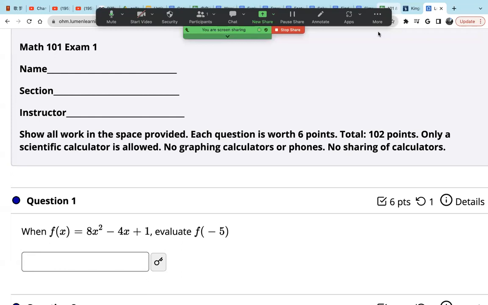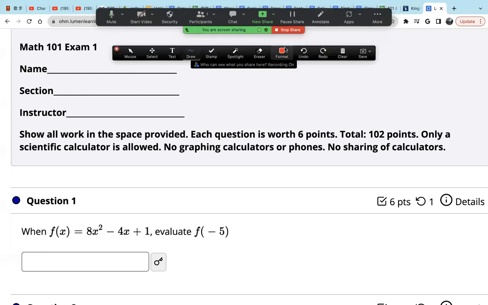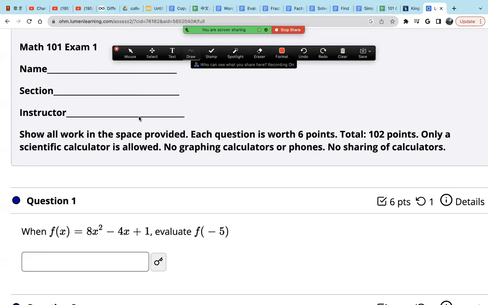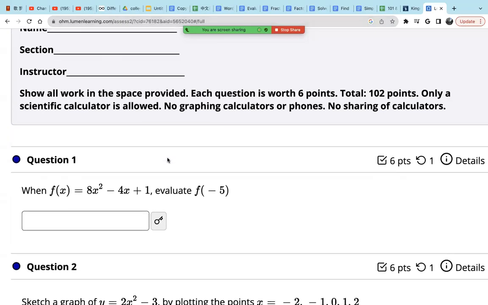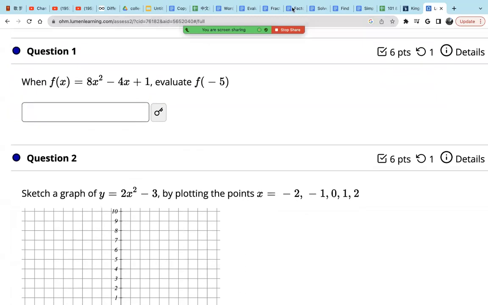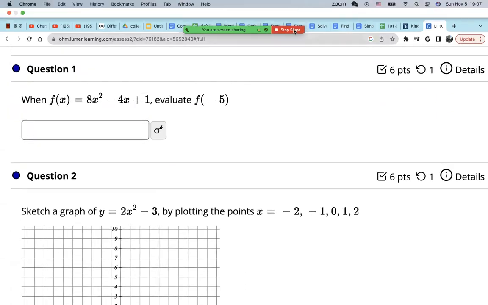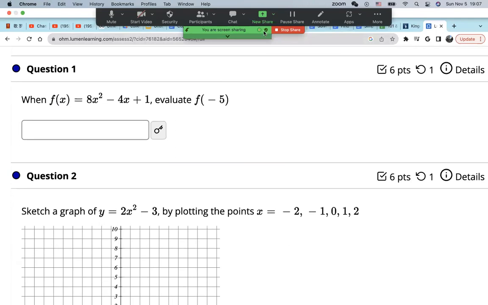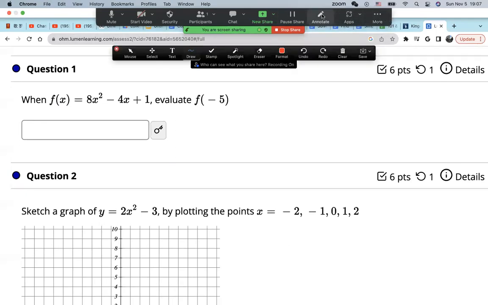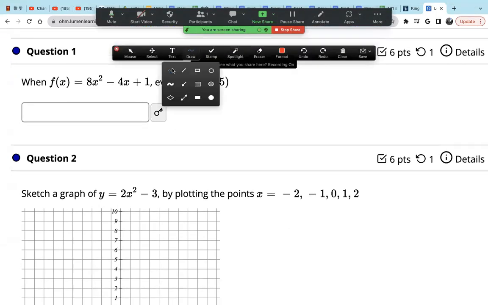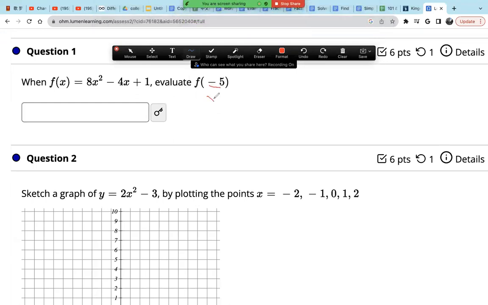So this is exam 1. Let's review for the final. So question 1, just evaluation, right? We just plug in the given value. So this is saying x equals -5, right?